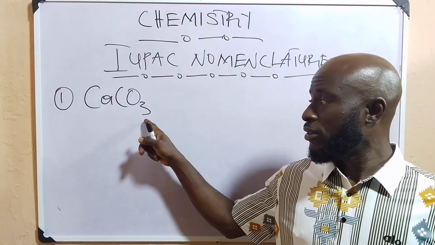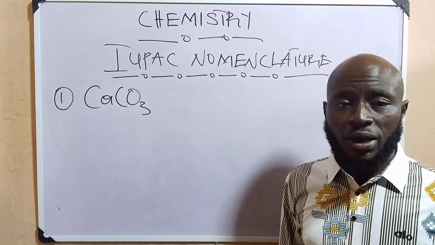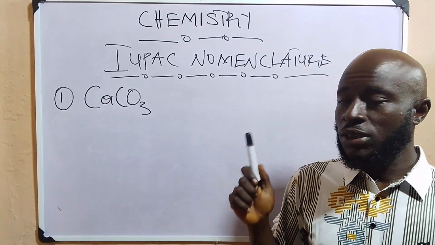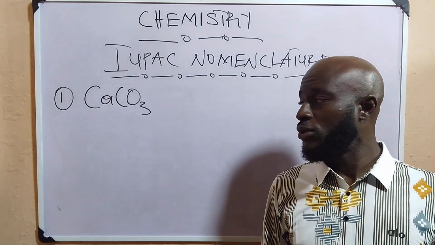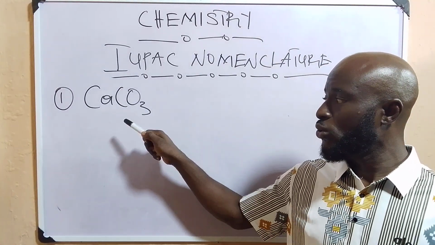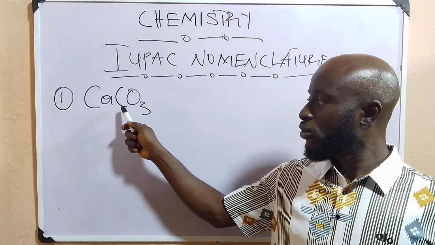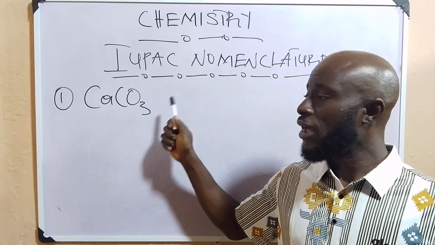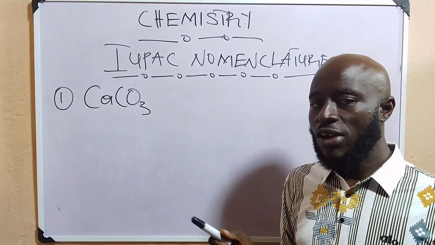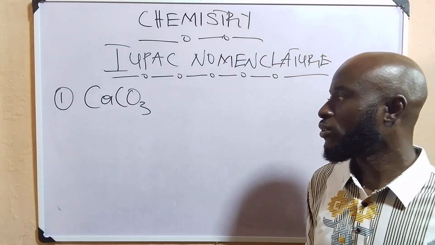If you see an element, if you see a compound like this, you'll be wondering what is the name of this compound. So IUPAC is telling you that this compound is what? Calcium, because Ca is representing calcium, C is for carbon, O is oxygen. So this compound here is what? Calcium trioxocarbonate 4. If it's 2, it is calcium dioxocarbonate 4. If it's 4 it is tetra. If it's 5 it is penta. If it's 6 it is hexa. 7 and so on and so forth.